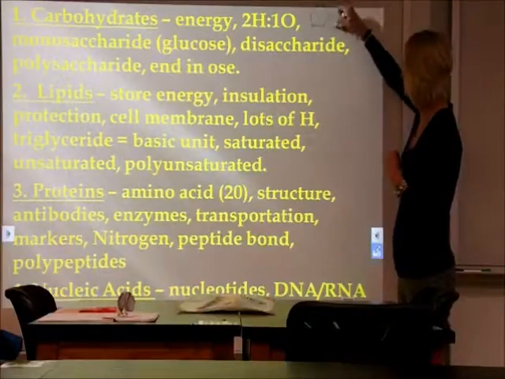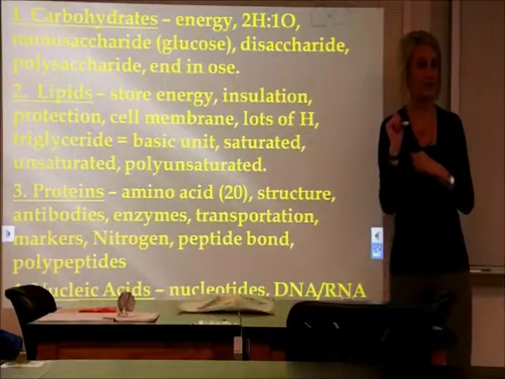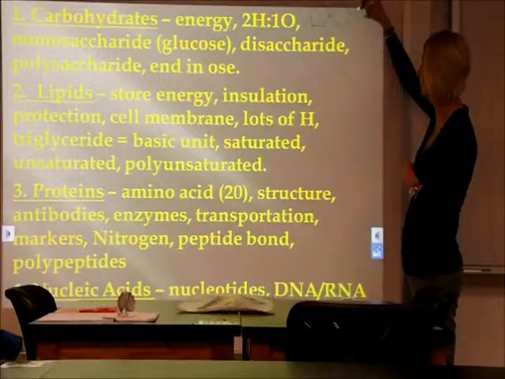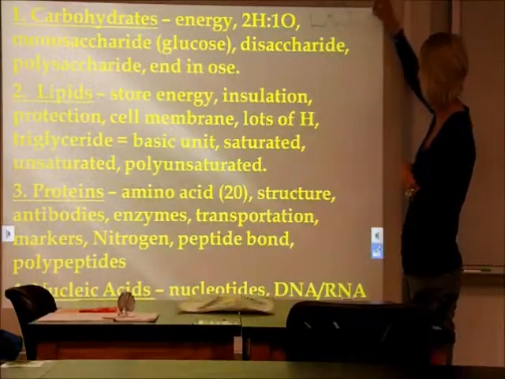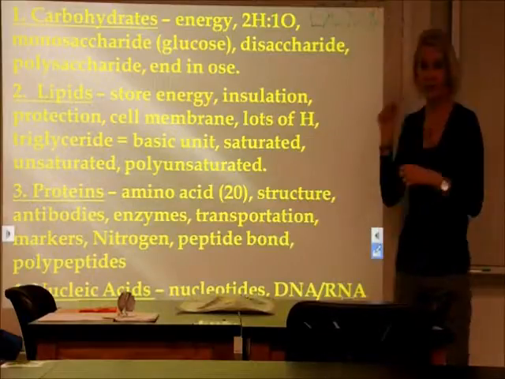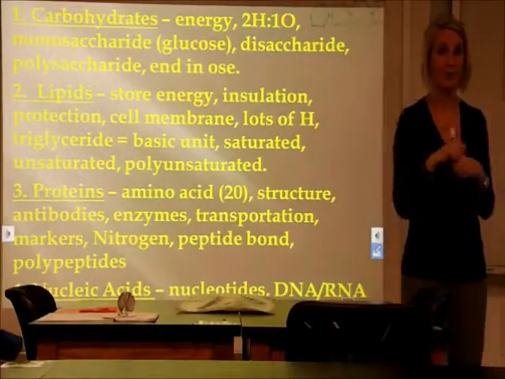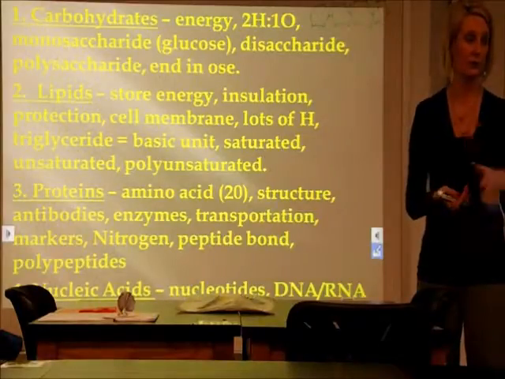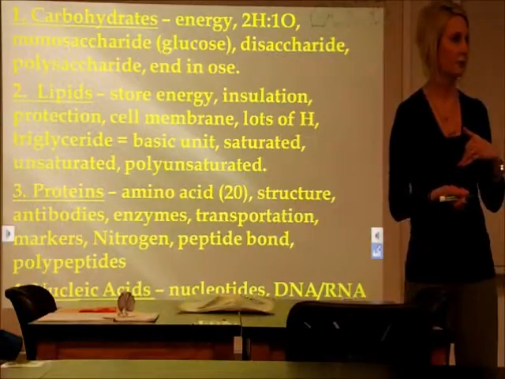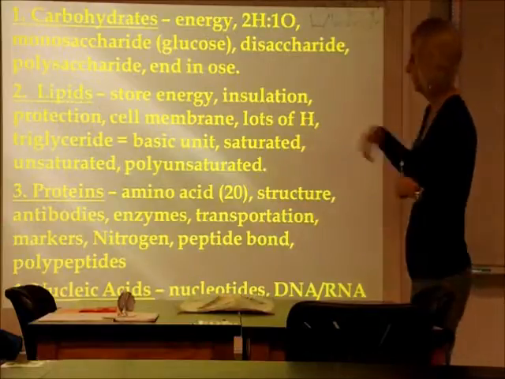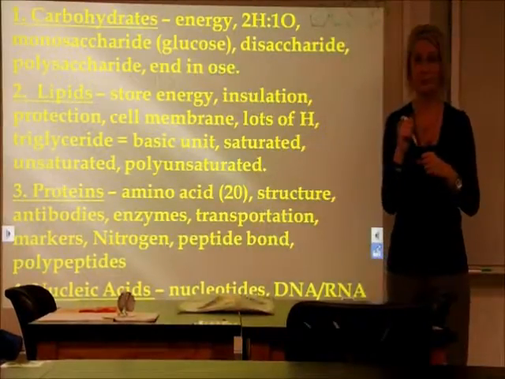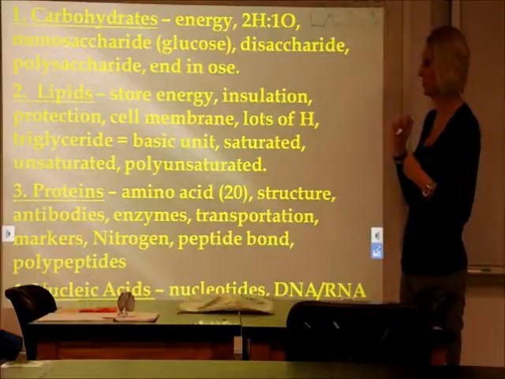If there are 2 of those shapes connected together, that's a disaccharide, means 2 sugars. That could be something like sucrose. If there's a bunch of them connected together, that's a polysaccharide. Poly means many, so that could be something bigger like starch or cellulose or chitin or glycogen. Sugars end in ose. So anytime you see ose, that's a sugar, that's a carb.